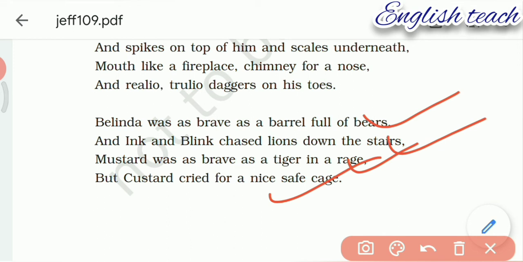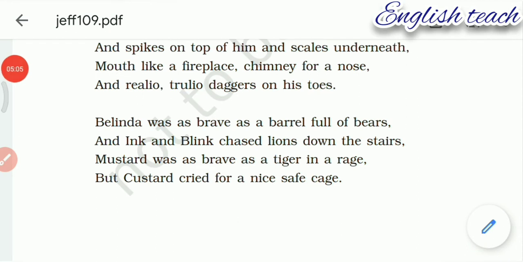In this paragraph, there are three difficult words. Barrel. Barrel meaning is drum. Chased. Chased meaning is hunt or follow. Rage meaning is anger.